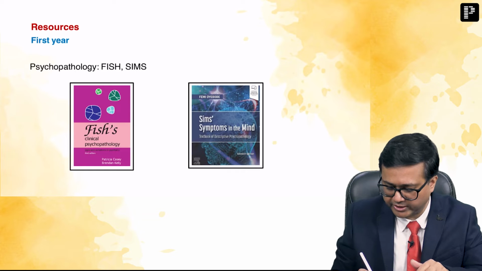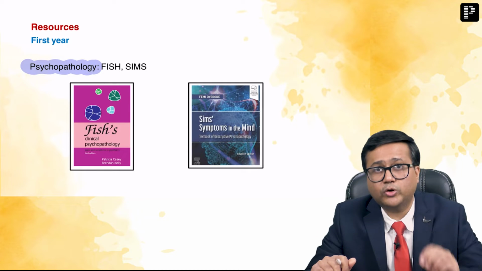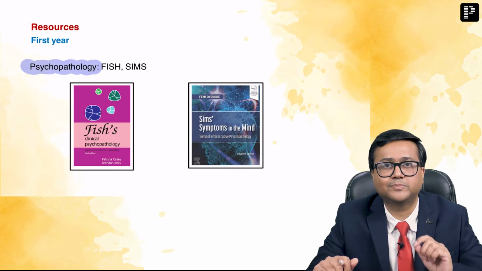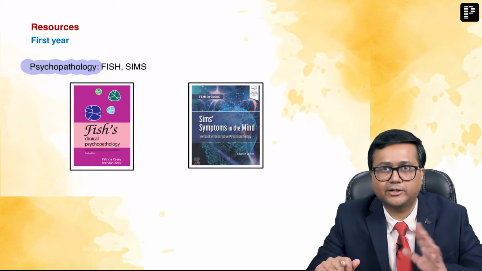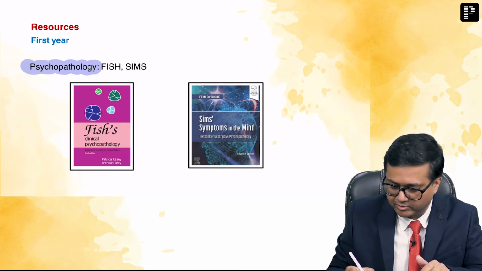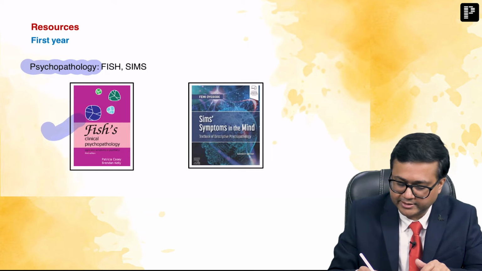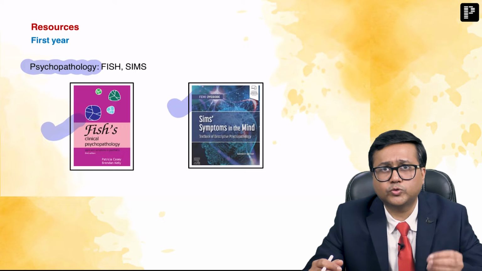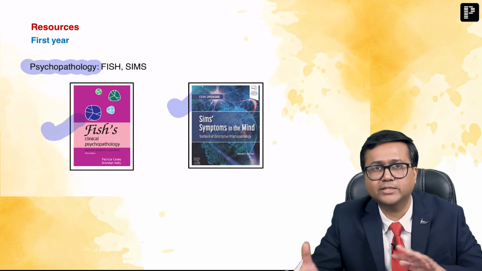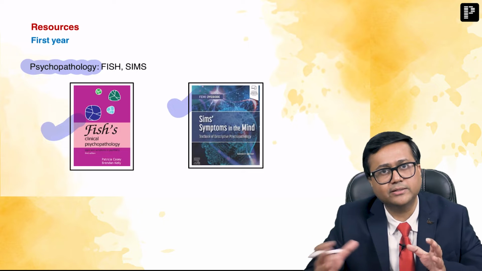Now let's come to the second, that is psychopathology. It's very important to understand the symptoms in psychiatry. And there are two important resources which are usually used in residency. One is Fish's Clinical Psychopathology, and the other is Sims' Symptoms in the Mind. In many institutes, Fish is followed. So of course you should read Fish, and you can use Sims as well. Sometimes for a better understanding, you can read that topic in Sims as well.